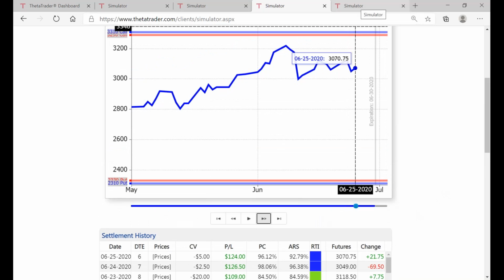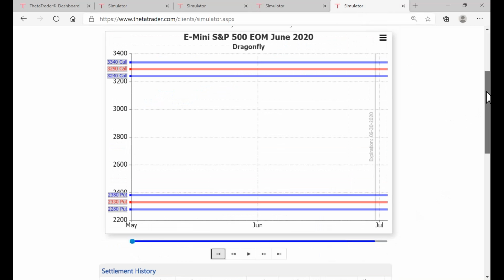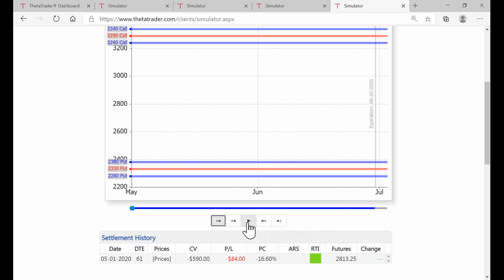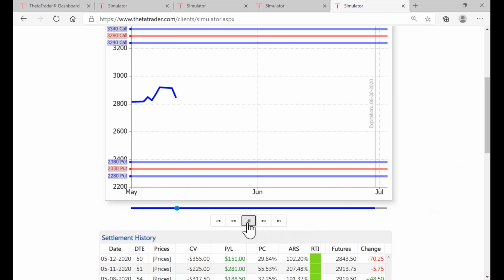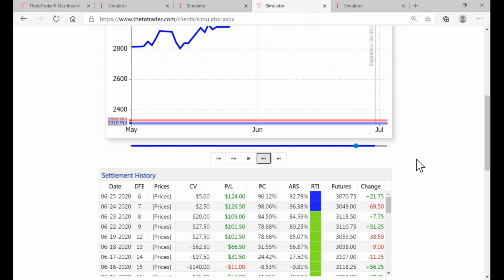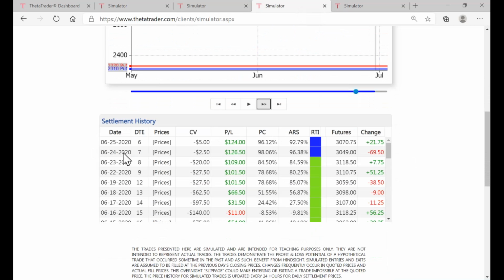And let's compare that to the dragonfly on the same day, the Theta Trade dragonfly compared to the Theta Trade condor. Look at this. With 34 days till expiration, it turns blue and takes profits. But remember, on the condor, you had to wait and hang in that trade for almost another month before it became profitable enough and matured enough to take profits.